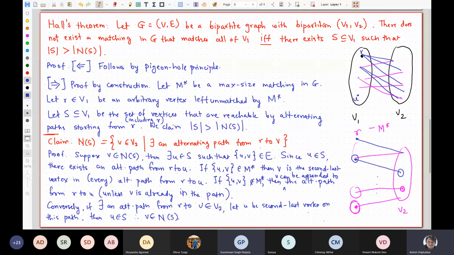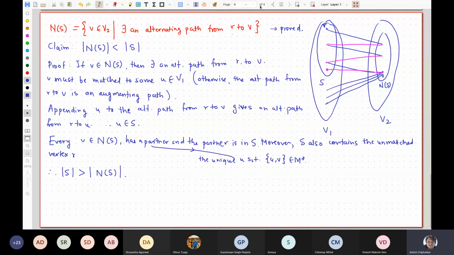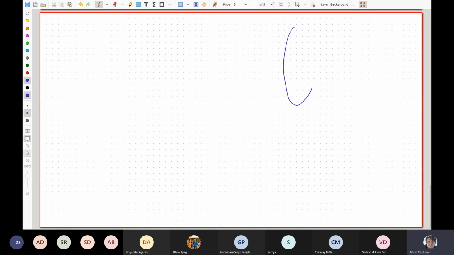Sir, can't we just construct a set S that has the vertex R and any arbitrary collection from V1? Then because it is a matching, the arbitrary part will be matched to the other part. The problem is you're talking about neighborhoods, no? So let's see whether your construction works. You have V1, you have V2, R is unmatched, so you want to include R and take some arbitrary set, right? Is that what you're saying?